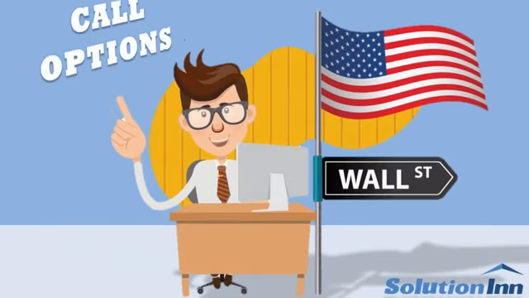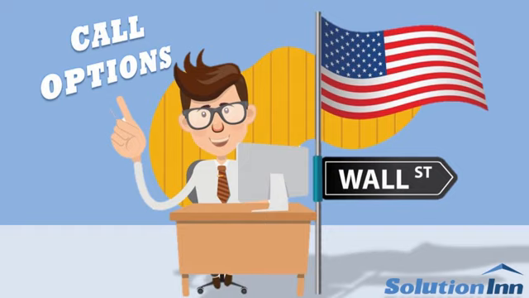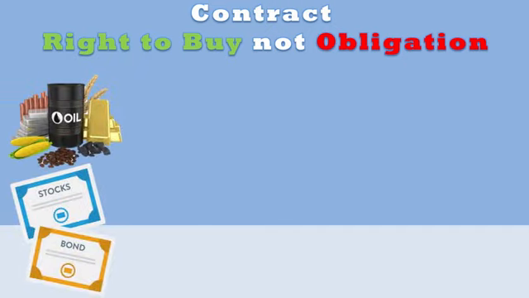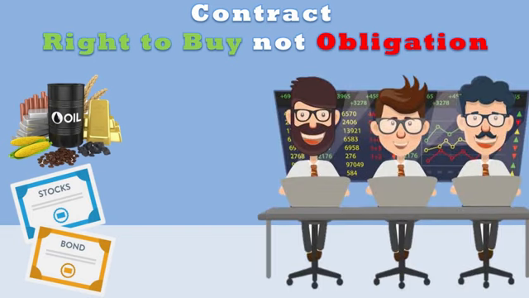In today's video, we will learn about call options. So, first of all, what are call options? Call options are financial contracts that give the option buyer the right, but not the obligation, to buy a stock, bond, commodity, or other asset or instrument at a specified price within a specific time period. The stock, bond, or commodity is called the underlying asset. A call buyer profits when the underlying asset increases in price.